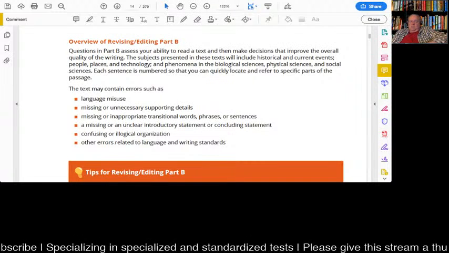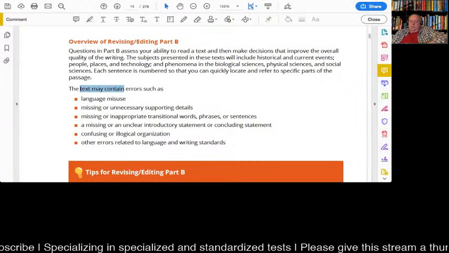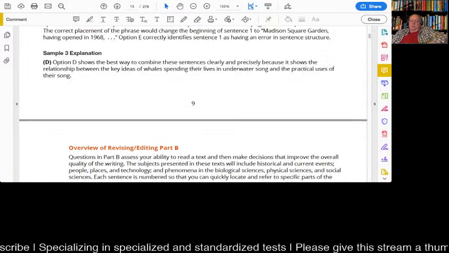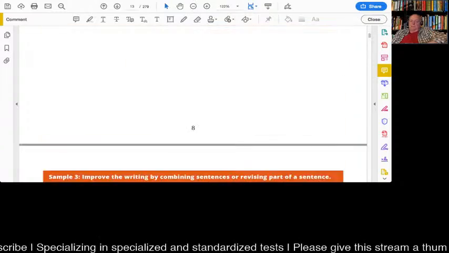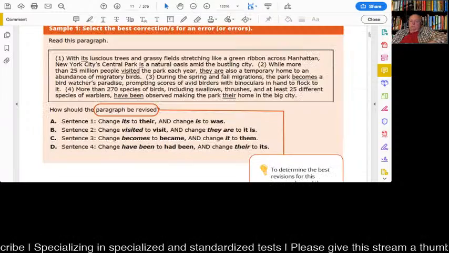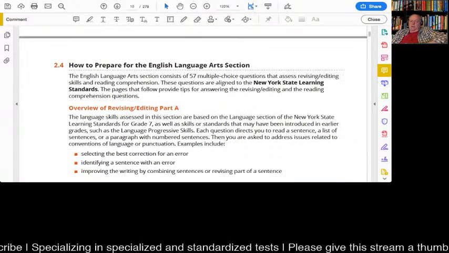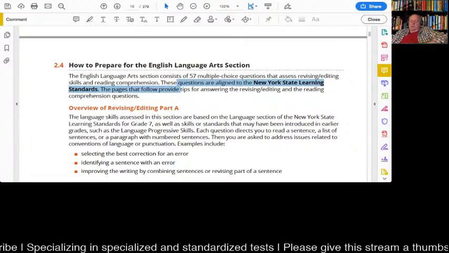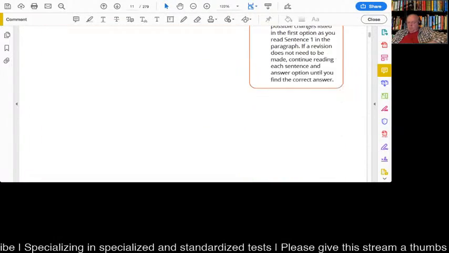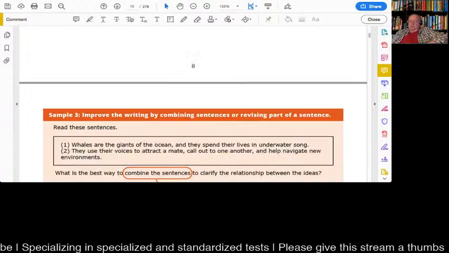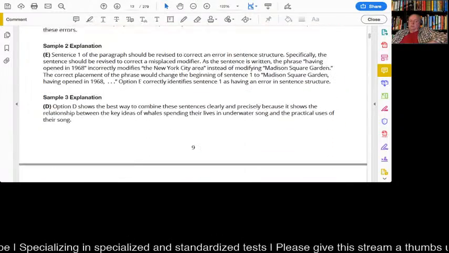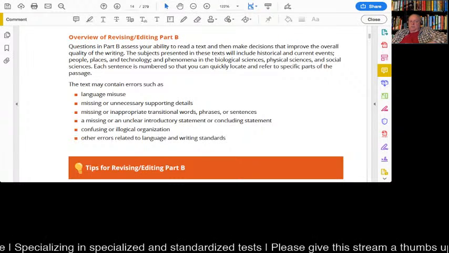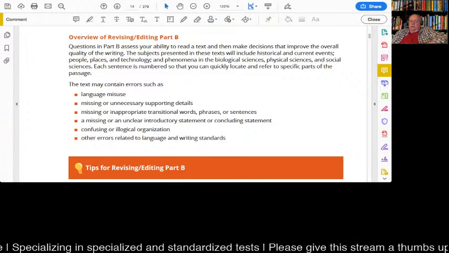It says the text is going to contain errors. It's going to be misuse of language. If you remember from the last time, the language they're talking about is language described in the New York State standards. That's not particularly true, because when you go to the test, it literally says it follows the conventions of standard English. So it's that vague. It means you have to know all these things to more detail than you're getting in the classroom.